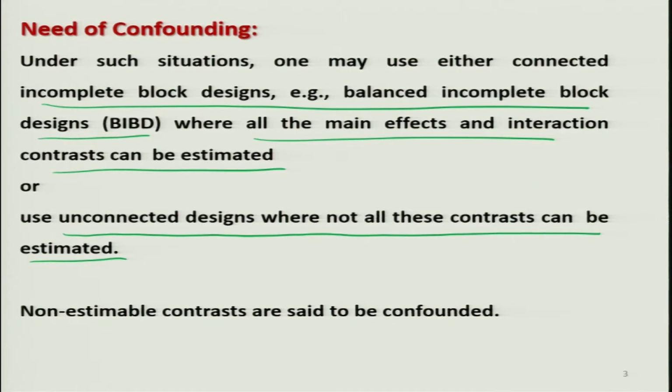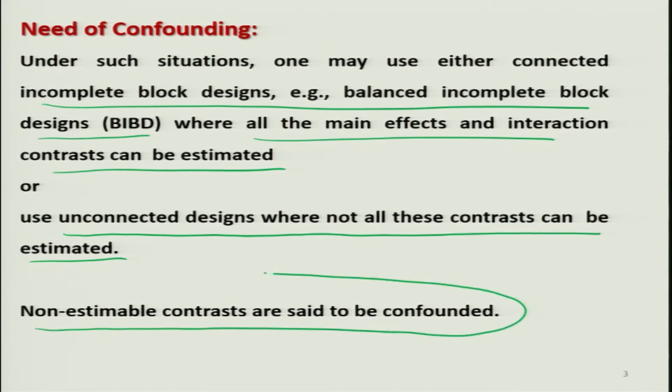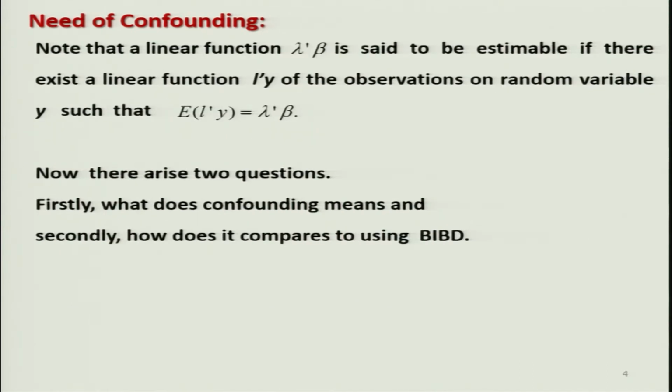Now, non-estimable contrasts are called confounded. If you try to recall, in the beginning of the course at one point of time I had told you that I will be using the word non-estimable function, and I gave you a hint at that time why we are going to use it. I had given you this definition in the beginning of the course, but now we are going to implement it: non-estimable contrasts are said to be confounded. But the question here is how they are non-estimable, why can't you estimate them, and what are you trying to do here so that these contrasts are non-estimable, and how it is going to reduce the block size.